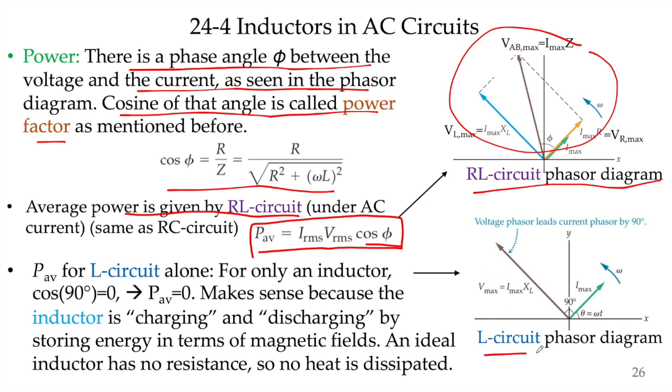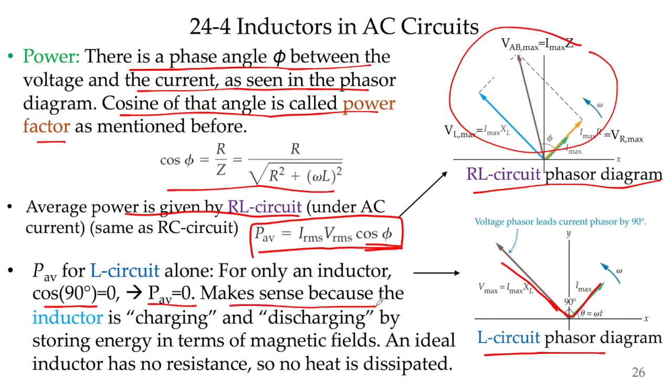But what about if you have not RL but just L? If you have an L circuit, again, you have the current here, and the current is behind the voltage by 90 degrees. Now, if you plug 90 degrees for cosine here, it's going to give you 0. So the power is 0 in only inductor circuits. It's just like the only capacitor circuits, right?